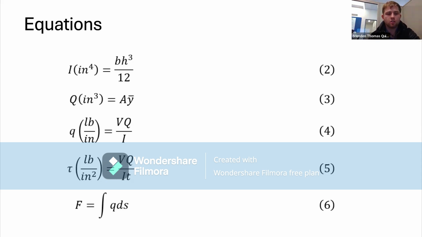Next, we have the shear flow, which is the shear force multiplied by the moment of area divided by the moment of inertia. Our shear stress is the shear force multiplied by the moment of area divided by the moment of inertia times the thickness. From here, we get to determine the force that's acting upon the beam, which is just the integral of the shear flow across the whole S section.